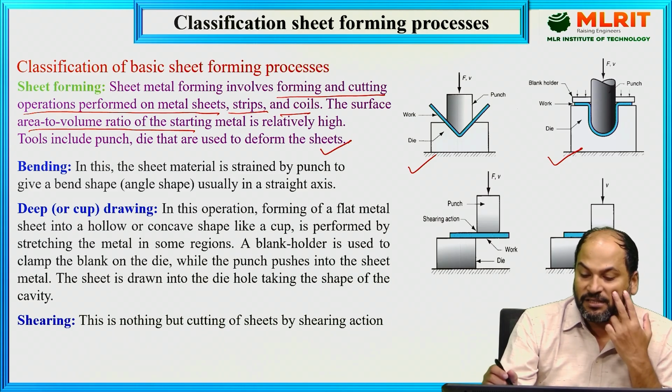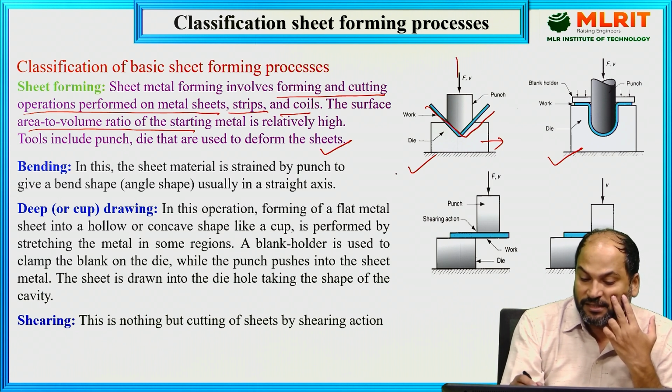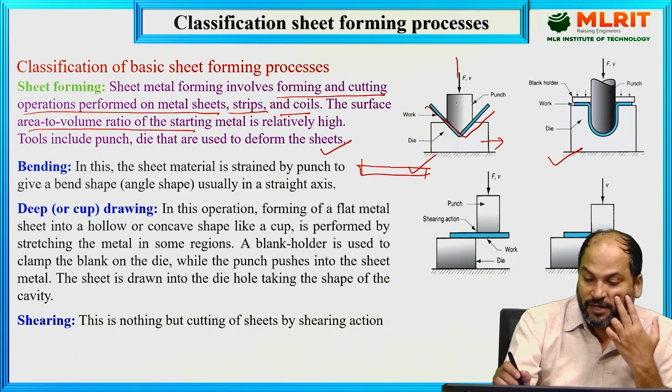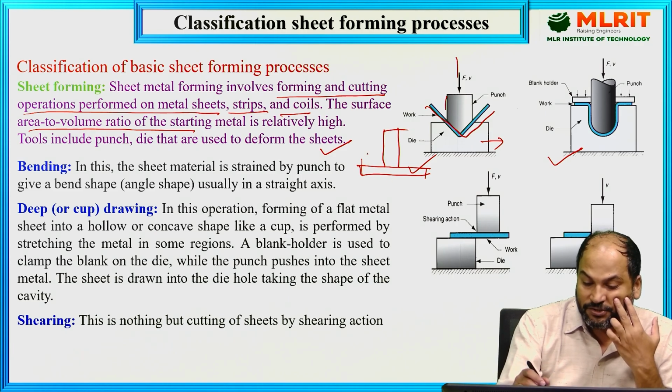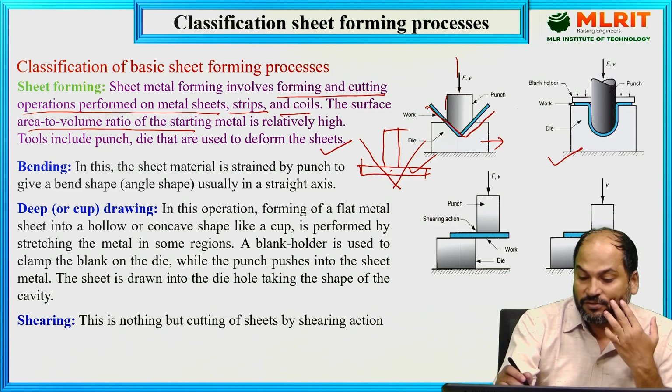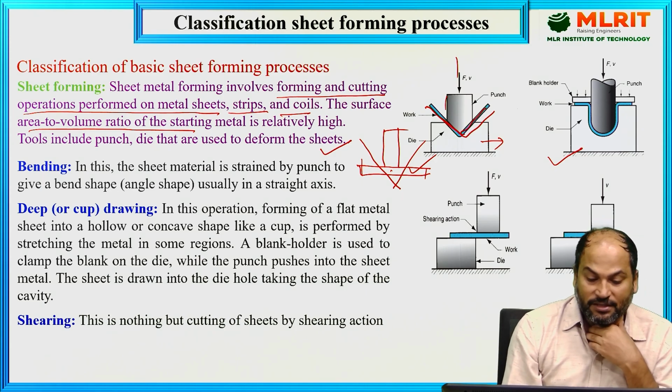So here you can see in the diagram, here is the die and this is the blank we are going to bend, and this is the punch. Initially it is in the form of a rod. Through this punch we are applying the force, and this die has this shape. So what will happen once you apply the force? This one is going to take the shape of the die. So this one has taken the shape of the die. This is known as bending operation. That bending also we'll discuss in detail.